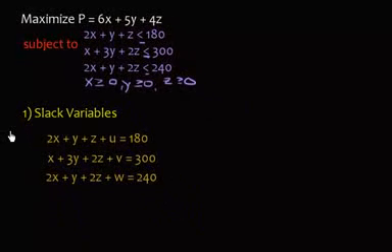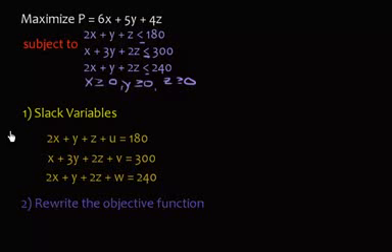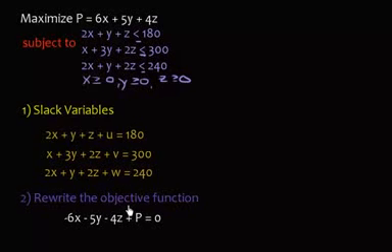Okay, so I have my slack variables. Step 2, we need to rewrite the objective function. So my objective function, 6x plus 5y plus 4z, we're going to subtract them all over with the p. And there we go. So negative 6x minus 5y minus 4z plus p equals 0. So now I have my slack variables, I have my objective function, so let's set up the simplex table.